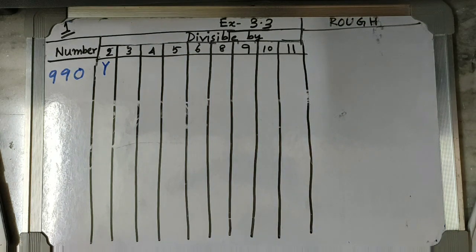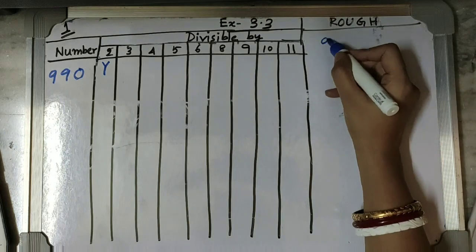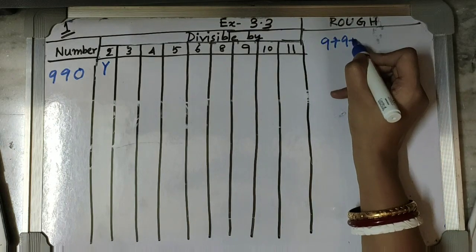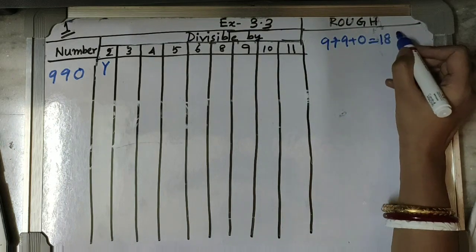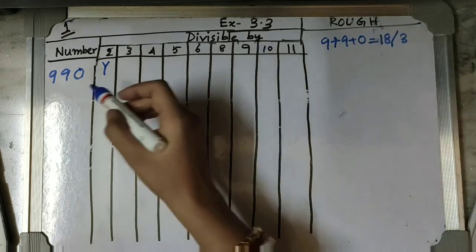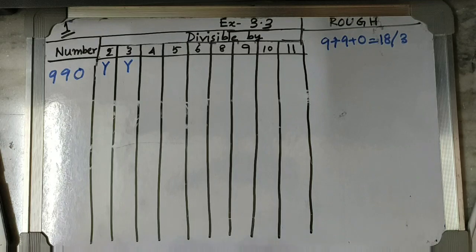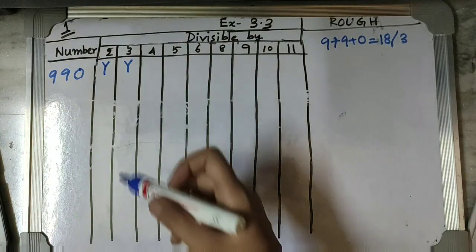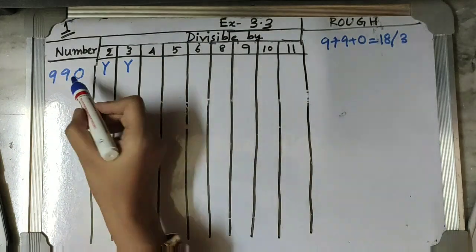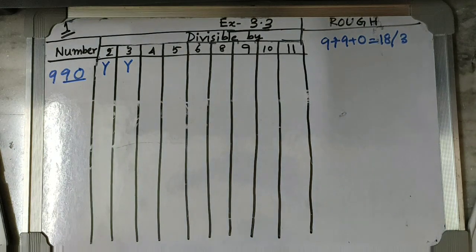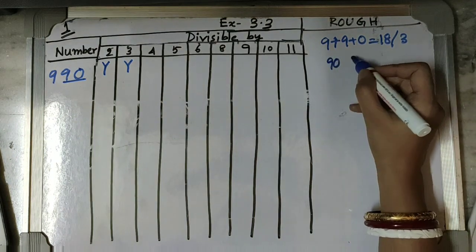Now in case of 3, let's add all the digits of the number. 9 plus 9 plus 0 means 18. 18 is divisible by 3, so the number is divisible by 3. That's why we will again write yes in the place of 3. Now for 4, we will check the last two digits, means 90. 90 is not divisible by 4.